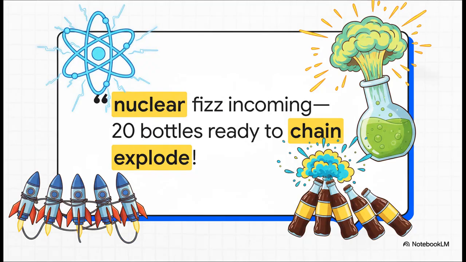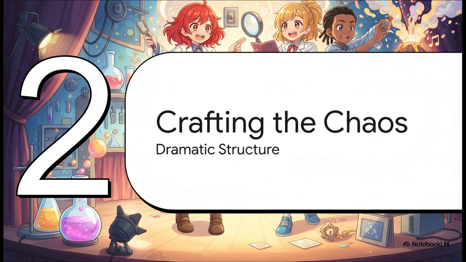I mean, listen to this. This just perfectly shows the script's main strategy with language. It is deliberately high stakes. You've got words like nuclear, explode, and incoming that turn a simple backyard activity into this epic, can't-miss event. It's all about the framing. Okay, so let's see how this all builds up.